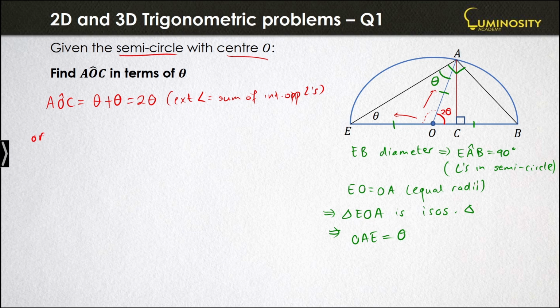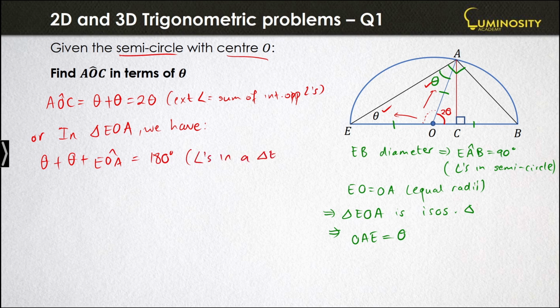Alternatively, what I could have done is we could have said that in triangle EOA, we have theta plus theta, so this angle plus that angle, plus angle EOA must equal 180 degrees. And that is from angles in a triangle. Okay, that must sum up to 180. So therefore I have 2 theta plus this angle is 180 degrees. So angle EOA is equal to 180 degrees minus 2 theta. So that's this angle here.